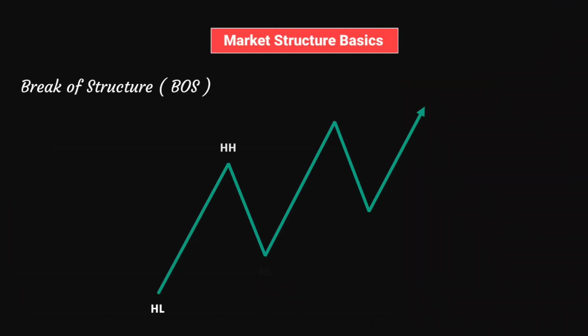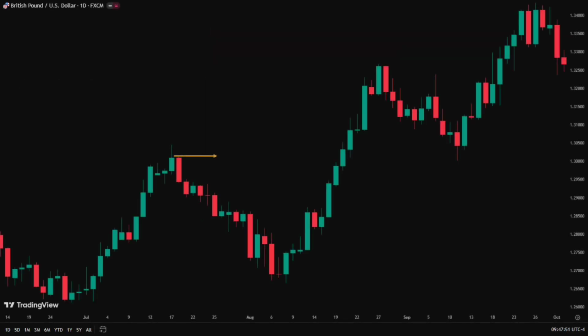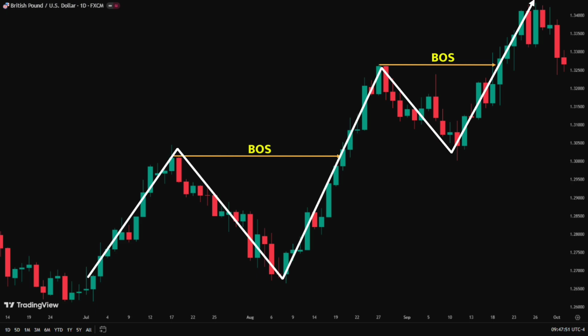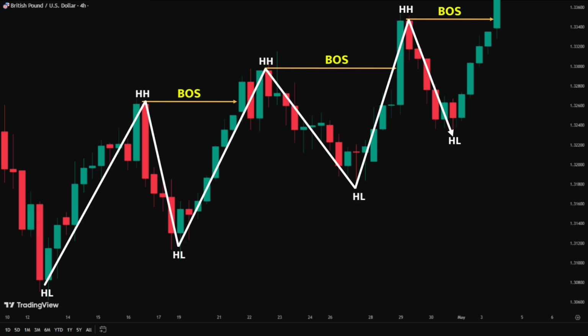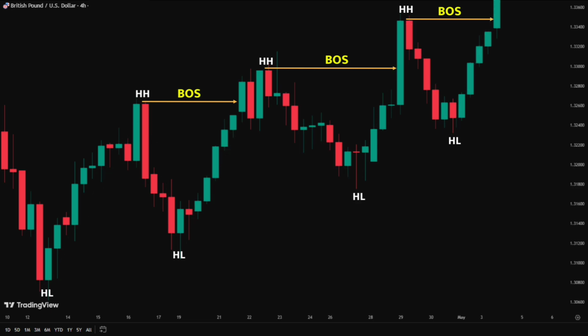Once you start reading breaks of structure consistently, setting your market bias becomes straightforward. You look at the most recent sequence of breaks on your higher time frame and let that tell you the direction. If the last 3 or 4 breaks of structure have all been to the upside, the market is in a bullish phase. Your bias is long. You are looking for opportunities to buy, not sell.